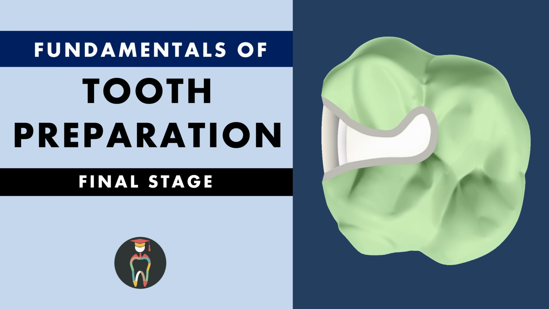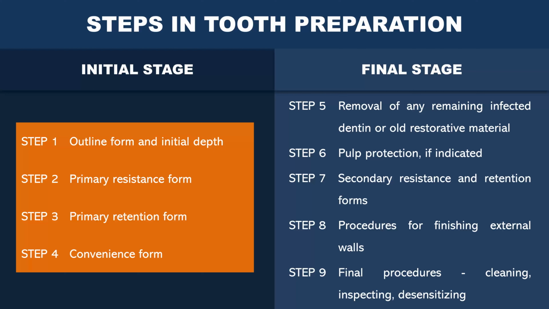Hello everyone. In this part of the presentation, let's see in detail about the final stage of tooth preparation. In the previous part, we have already finished the initial stage, that's the outline form and initial depth, primary resistance form, primary retention form and the convenience form.